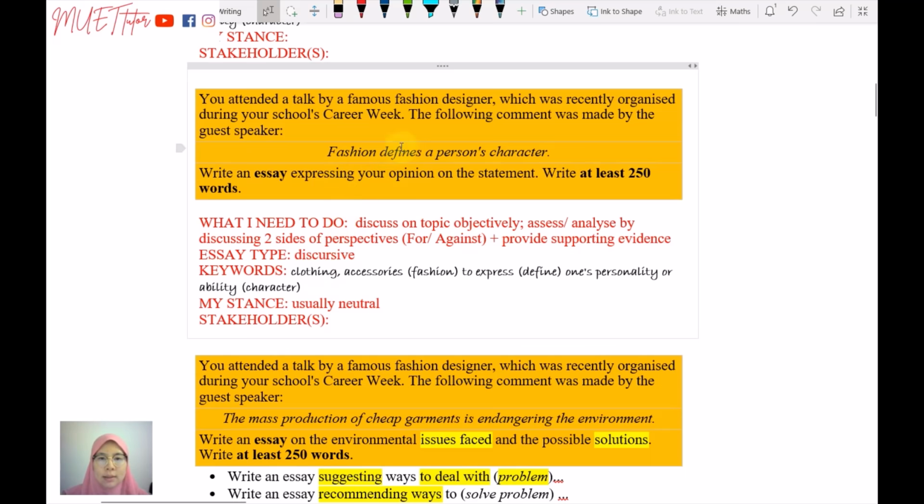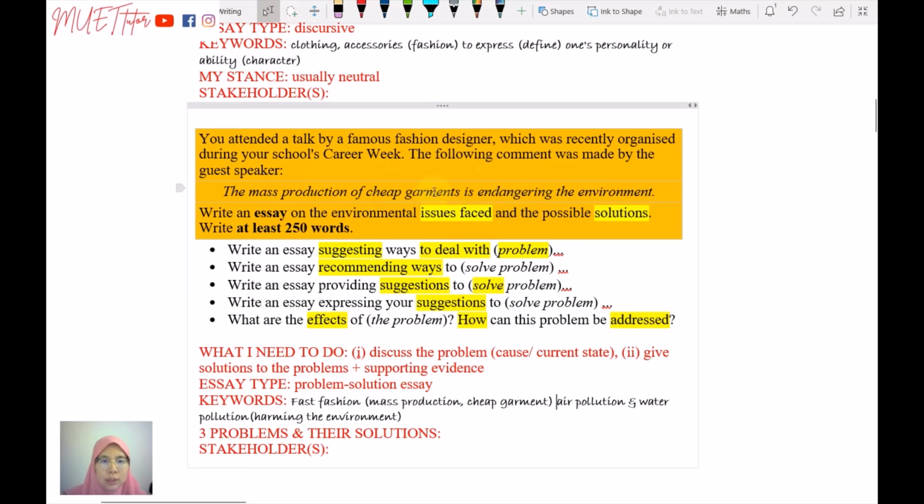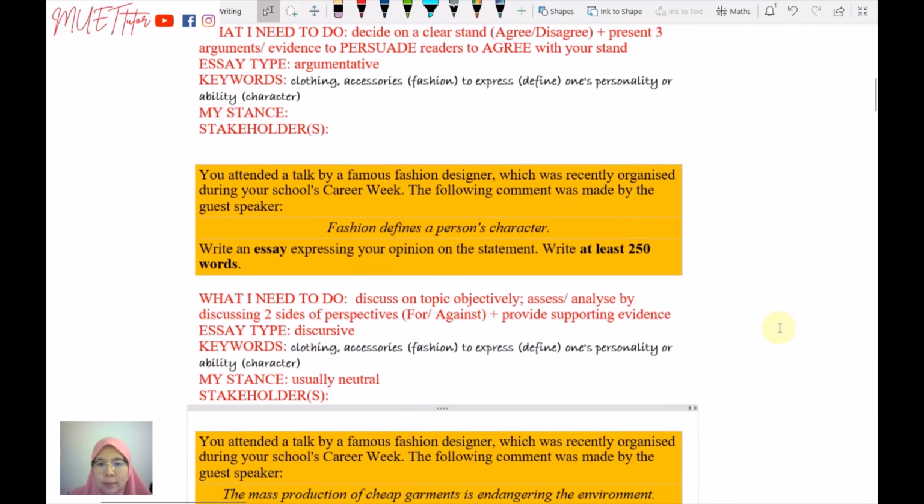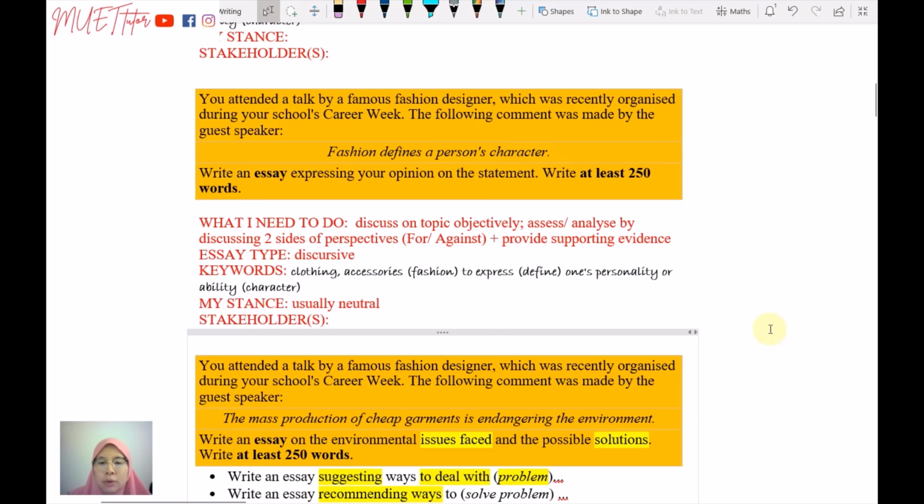Same goes with the 2nd statement or question. And for this 3rd question, the mass production of cheap garments is endangering the environment. And you can use the term fast fashion to replace the terms mass production or cheap garment, and air pollution or water pollution to replace or to specify the phrase harming the environment. So it's like your vocabulary bank where you can refer to when you write later. Synonyms are very useful if you want to avoid sounding repetitive or monotonous in your essay.